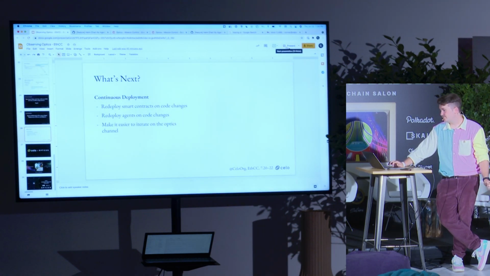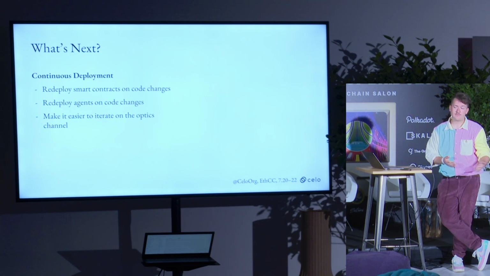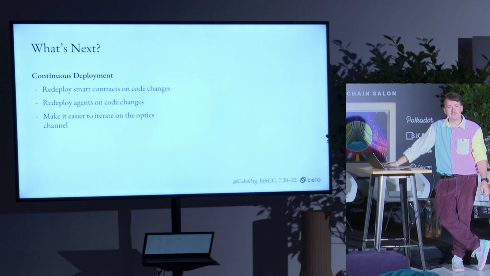So what's next? The thing my team has been jonesing for a lot is the ability to change, for example, smart contract logic and have it automatically deployed. So my next big project is to get continuous deployment set up, redeploy our smart contract on code changes, redeploy our agents on code changes, and basically make this as seamless as possible. So everybody can just get to building xApps.